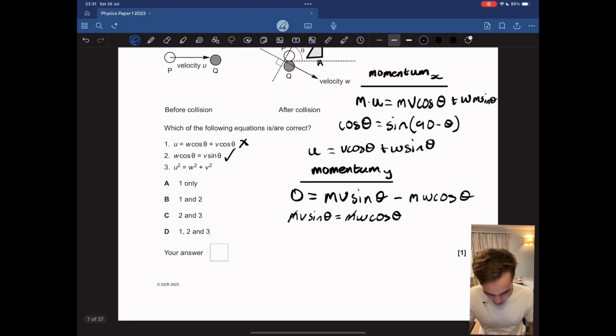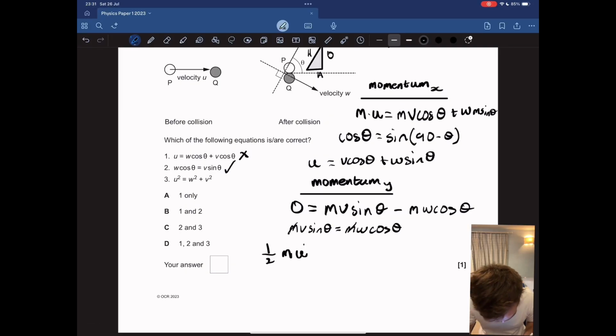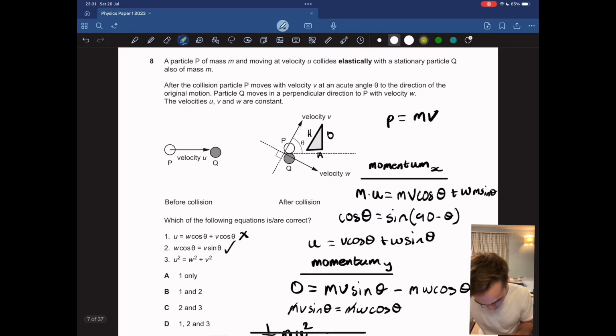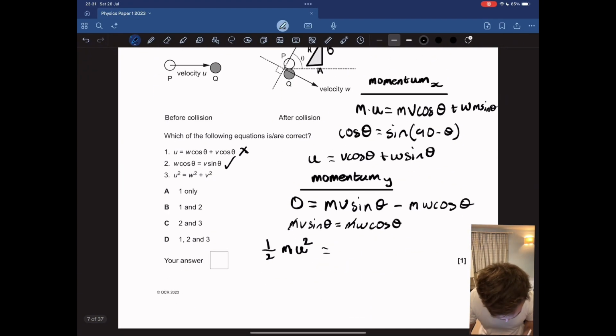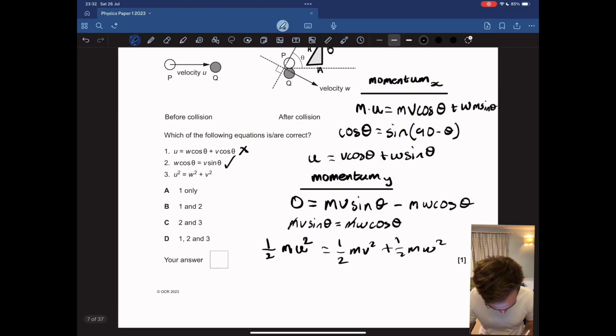We can think about kinetic energy, which is conserved. So we're going to get half mass times u squared equals half mv squared plus half mw squared, because our velocities are constant. That's a key bit of information here. The half m's are going to cancel because they're all common. So we're just going to end up with u squared equals v squared plus w squared. Yes, so 2 and 3, C.